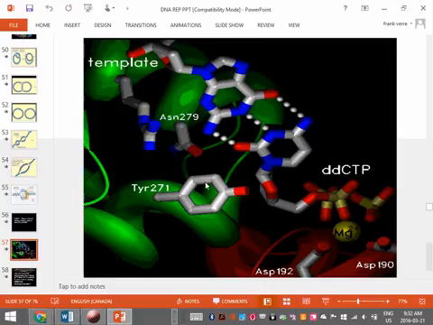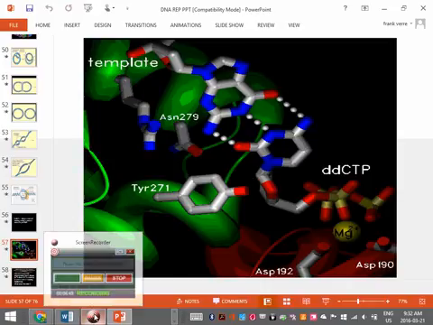So I thought I would end with this, a neat little picture of inside the active site of polymerase, and then on Thursday we'll continue. Okay? All right, let's end there.